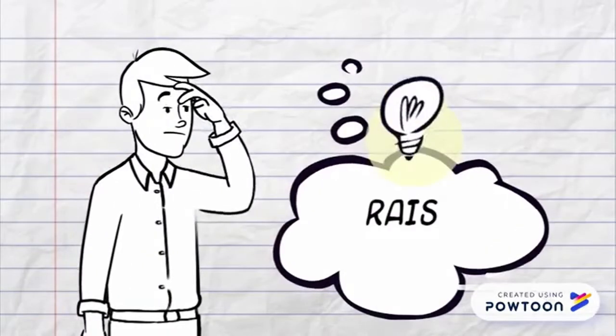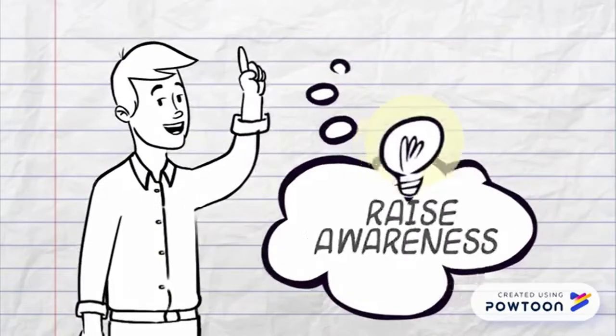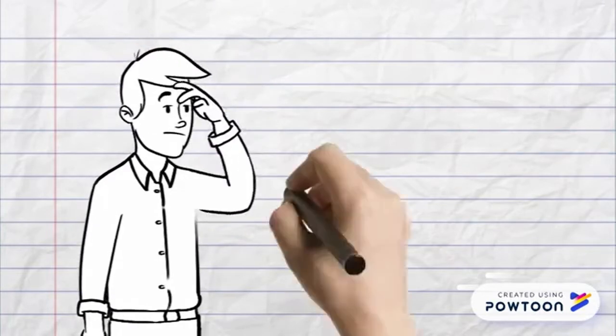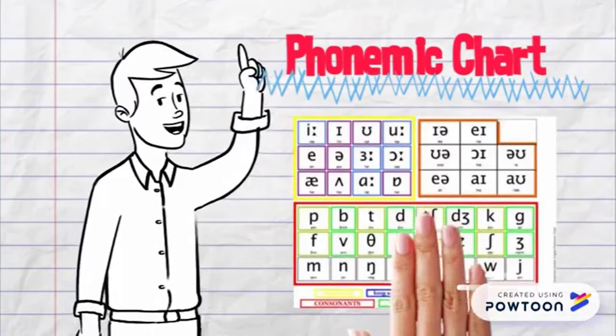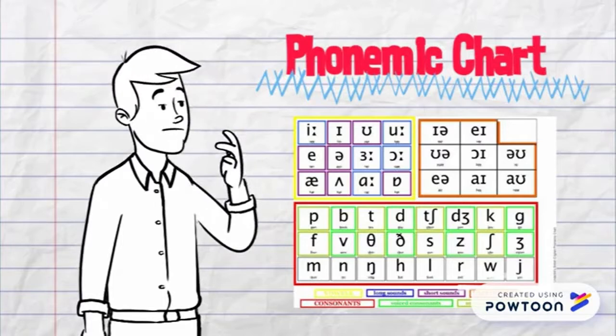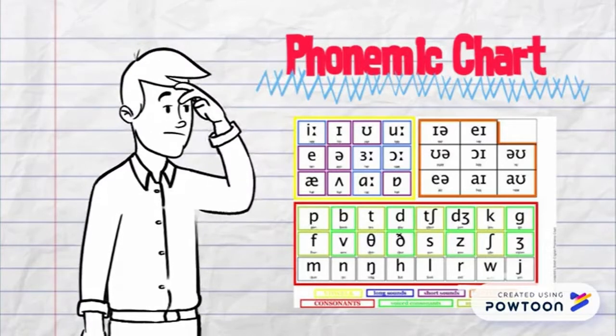To raise awareness of the phonological aspects, there are certain matters to consider. First, using a phonemic chart. This helps to encourage students to have the information they need when working independently. One good example can be using the virtual phonemic chart.